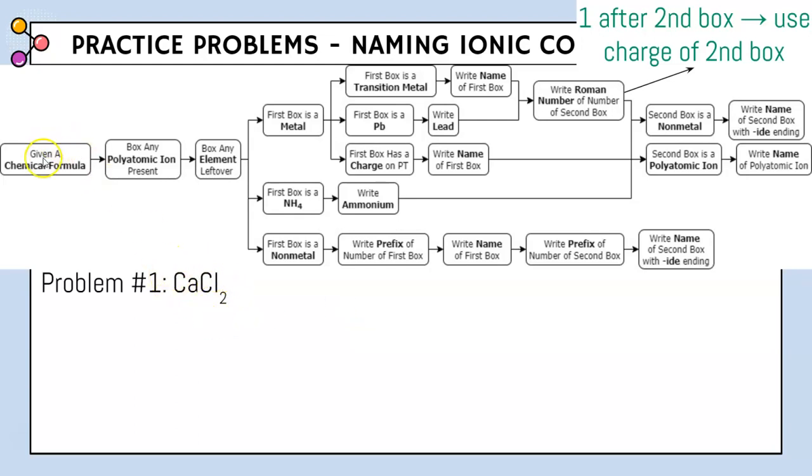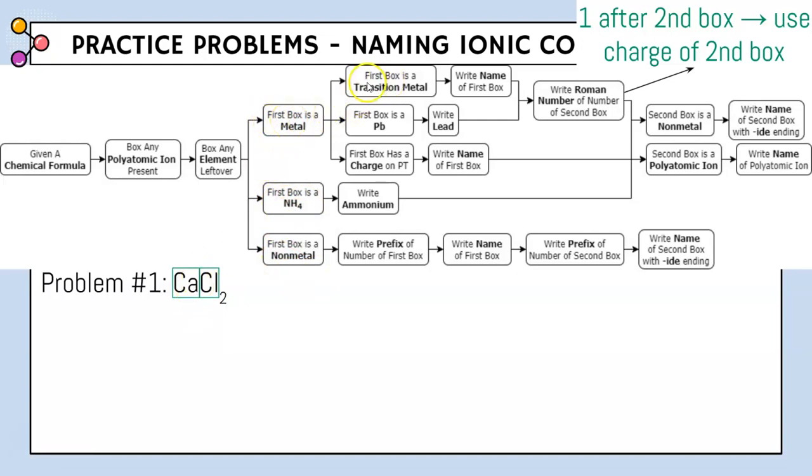First thing we're going to do is we know that this is a chemical formula because it's all atomic symbols. So we're going to box any polyatomic ions present. Well, we have 2 different types of elements. There's not going to be a polyatomic ion present, so we're going to box any elements left over. And we have Ca and Cl. Looking at our first box, Ca, we have to see if it's a metal, NH4, or a nonmetal. Well, Ca is a metal.